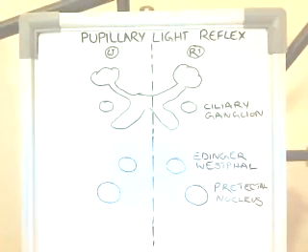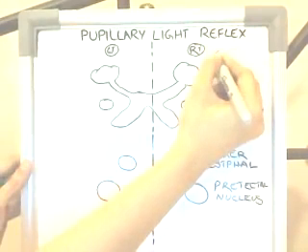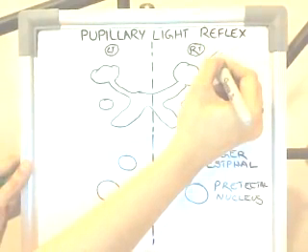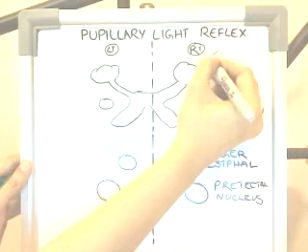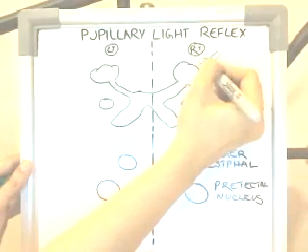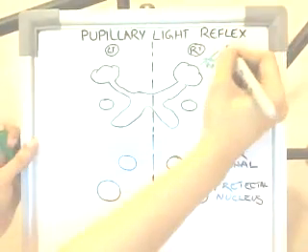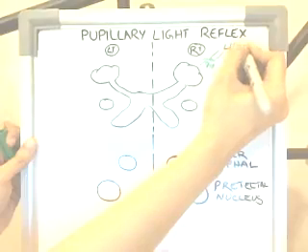So we are going to show the light on one of the eyes and see what the response is. So let me just show you a light source. So this is the light source, and I'll just write it as the light source.